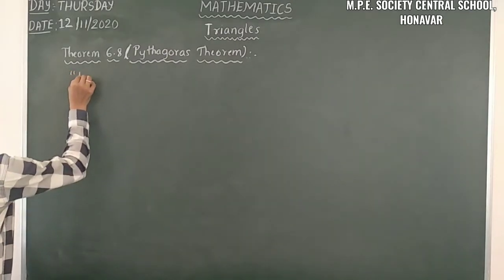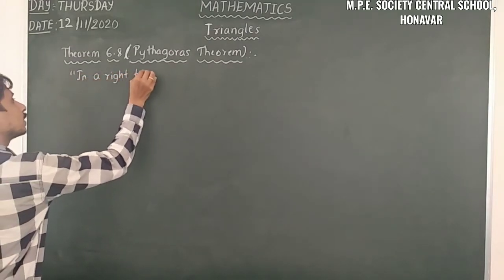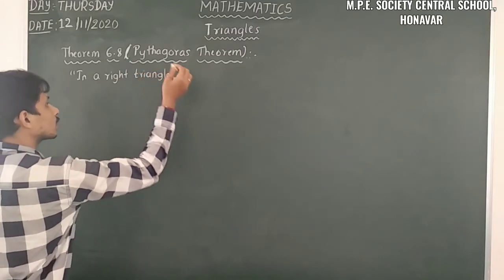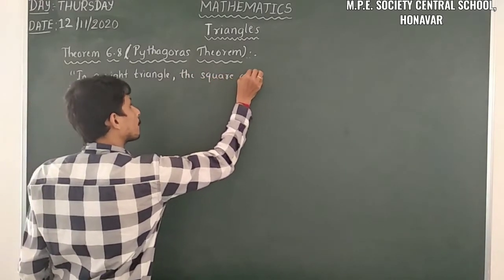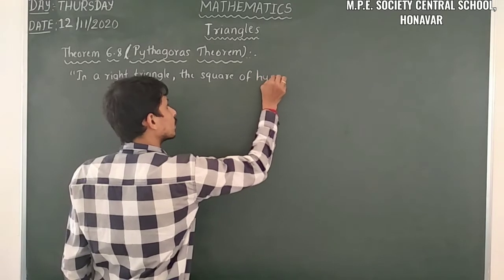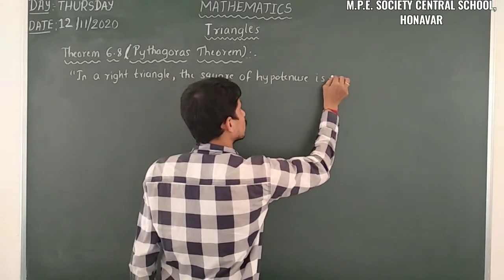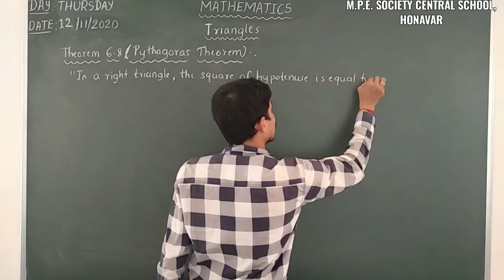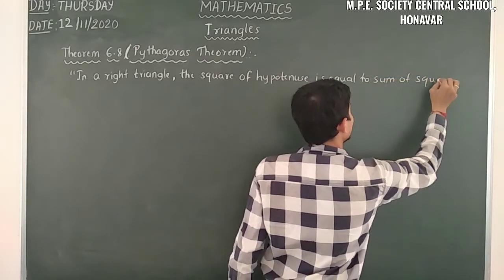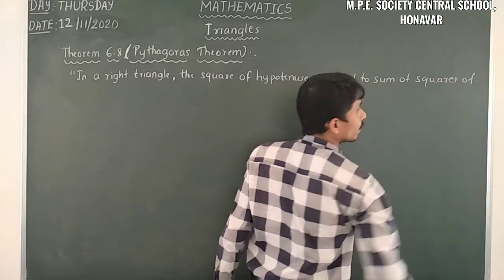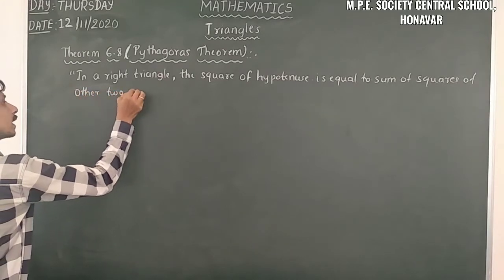That is, in a right triangle, the square of hypotenuse is equal to the sum of squares of other two sides.